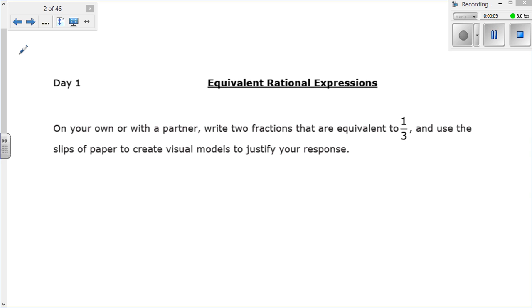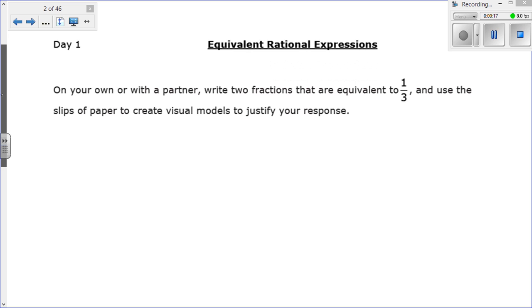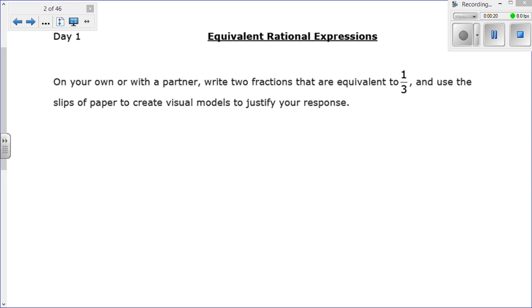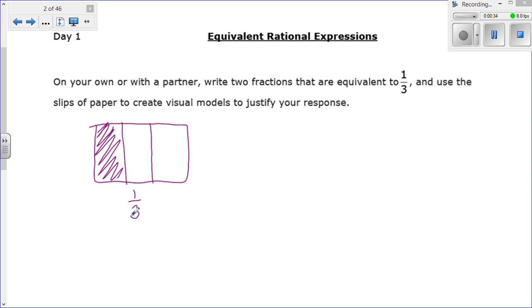On your own or with a partner, write two fractions that are equivalent to 1/3 and use the slips of paper to create visual models to justify your response. Well, since you're on your own and we don't have slips of paper, we're just going to draw pictures to represent the fraction 1/3. So if I draw a box and I split it into thirds and I color in one section here, this is 1/3.